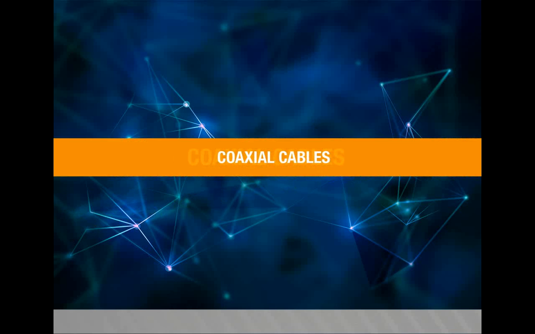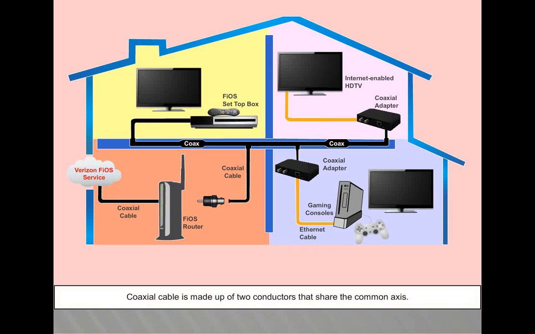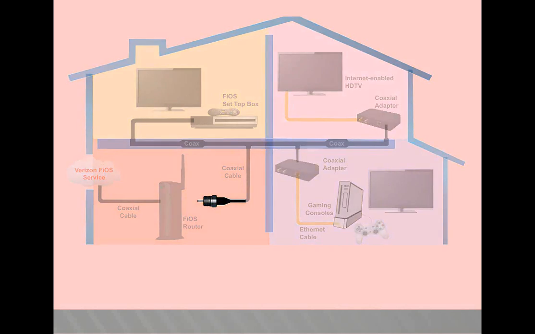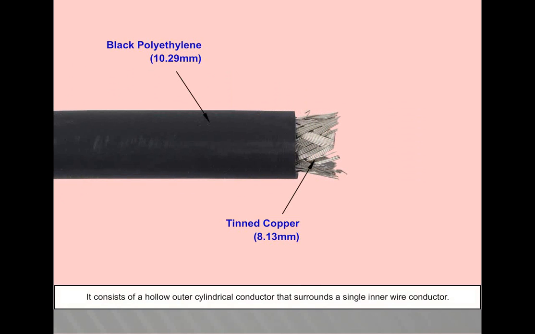Coaxial cables. In this video, we are going to see about coaxial cables. Coaxial cable is made up of 2 conductors that share the common axis. It consists of a hollow outer cylindrical conductor that surrounds a single inner wire conductor.